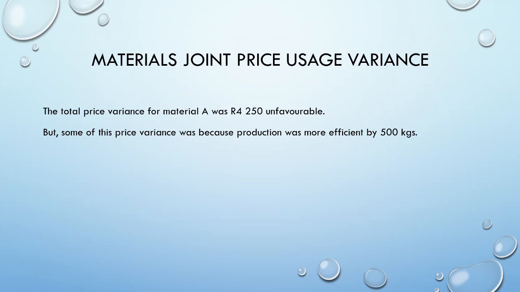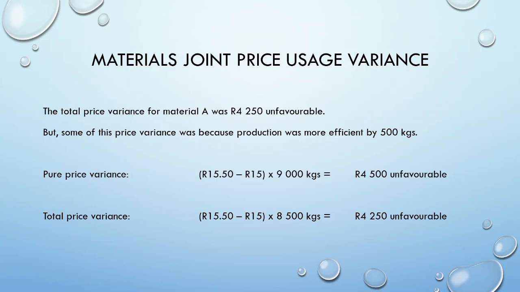We know that our total variance was 4,250 Rand unfavorable. Our pure price variance will exclude any usage, efficiencies, or inefficiencies. So we take the price difference of 50 cents and multiply it by the flexed usage of 9,000 kgs. This 9,000 kgs was made up of the 9,000 widgets multiplied by 1 kg of material A per widget. This gives us an unfavorable variance of 4,500 Rand.